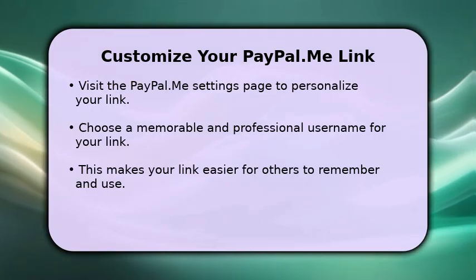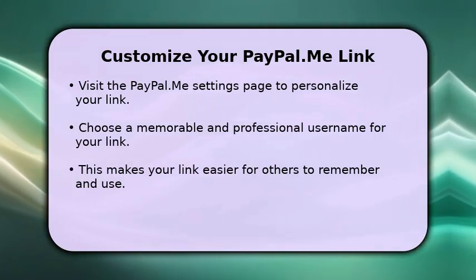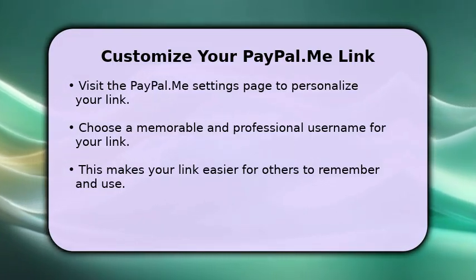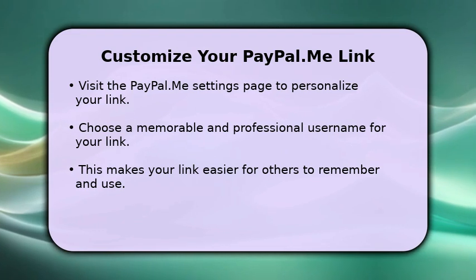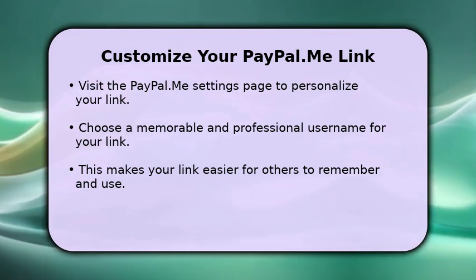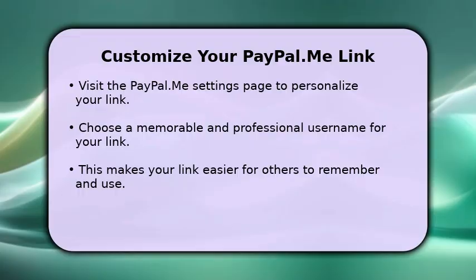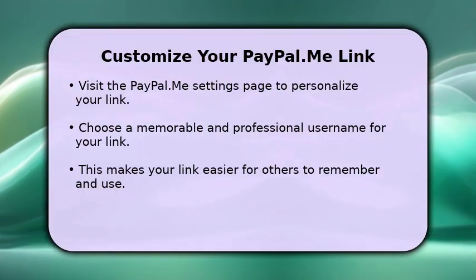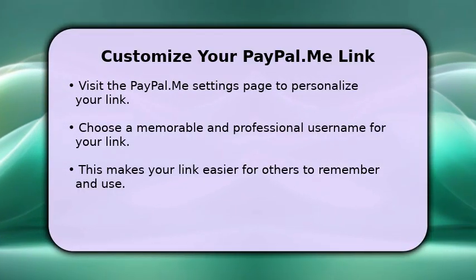For an even more professional touch, you can customize your PayPal.Me link. Head over to the PayPal.Me settings page, usually accessible through your profile settings. Here, you can choose a unique and memorable username, like PayPal.Me/yourname. This personalization makes your link much easier for others to remember and type, enhancing the overall experience. It's a great way to brand your payment link and make it truly yours.